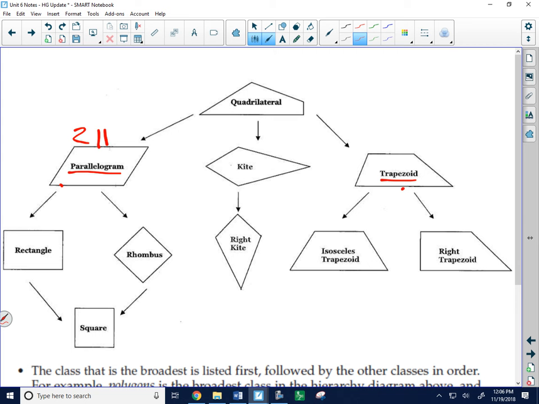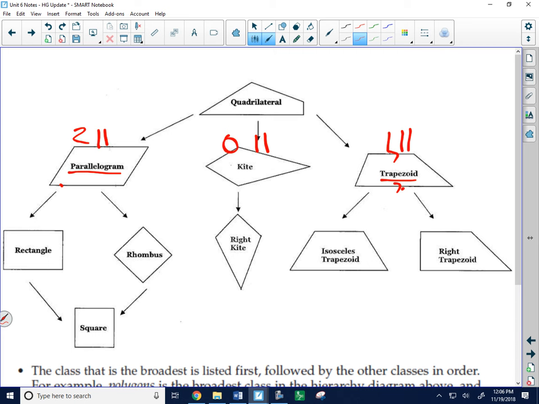It's basically based off of that one set of parallel sides. I'm showing you how this diagram is organized. A kite has no pairs of parallel sides. So this is by far the best way to organize a classification of quadrilaterals. There might be others, but this is the best one. It organizes it by number of parallel sides.